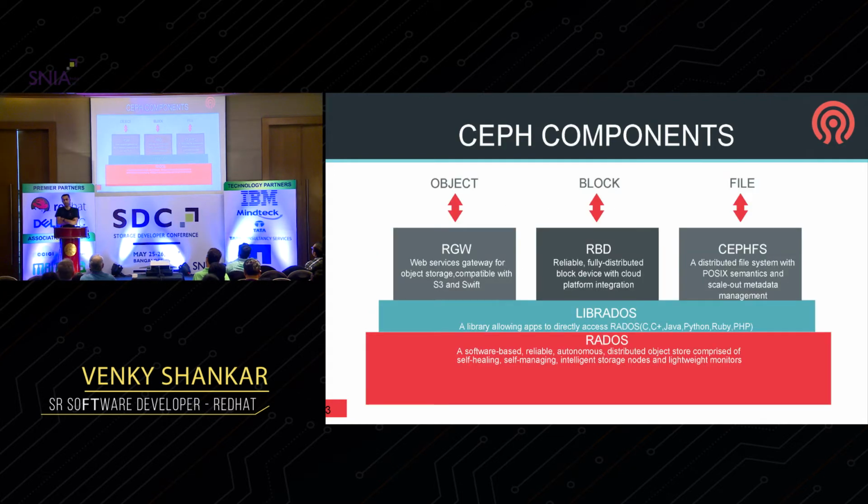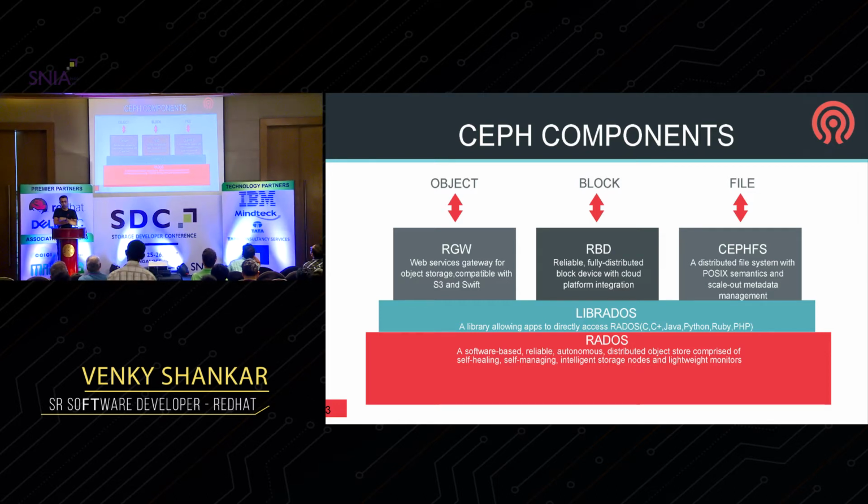Okay, so here I put down the various Ceph components. At the lowest level is RADOS, which stands for Reliable Autonomous Distributed Object Store. This is the part which handles replication, self-healing, self-managing, and things like that. This is the part we are not talking about today.